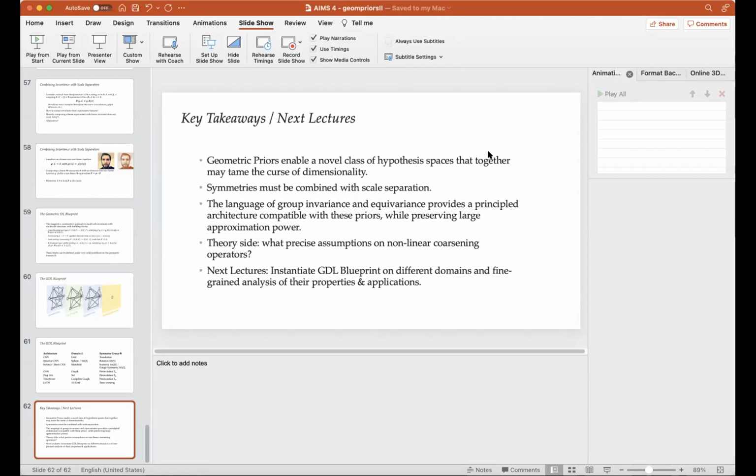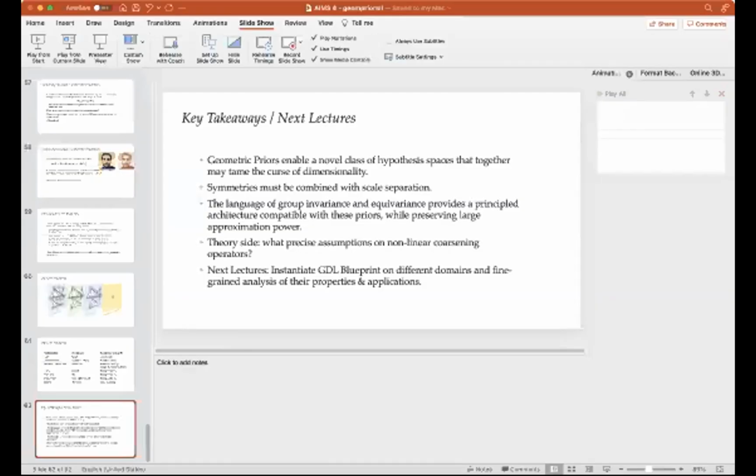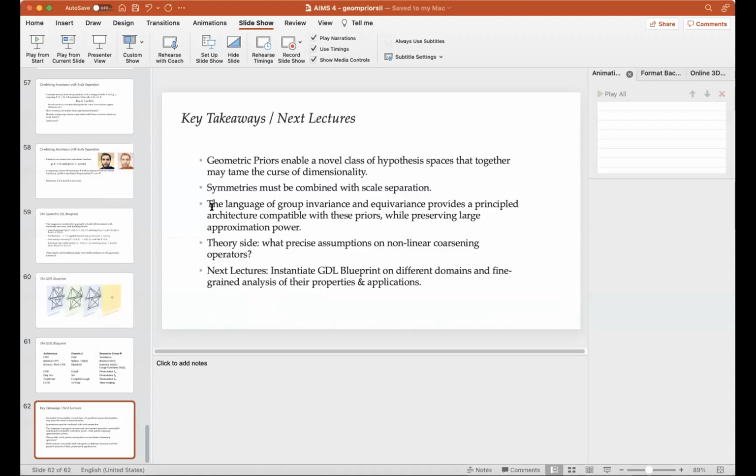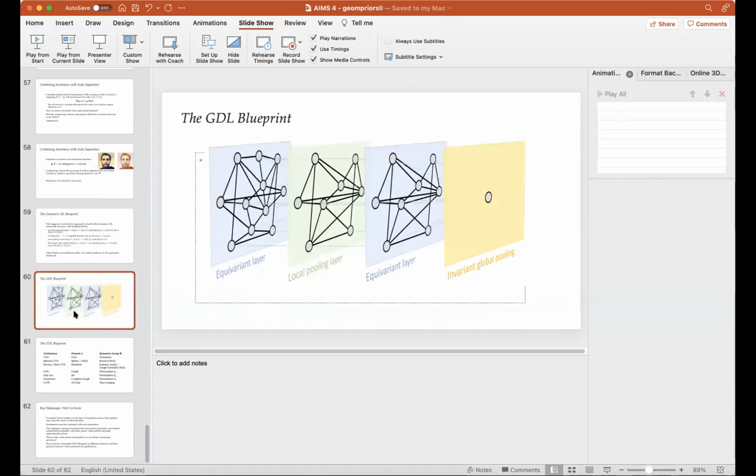Hi, Joan. I have a question. The order of the blueprint matters, right? Yes, the order matters. The order of the architecture of the blueprint matters in the sense that if, for example, you first started from an invariant model, the first thing you do is just look at the average. Then you will throw away all the information. So the order in practice, of course, matters.